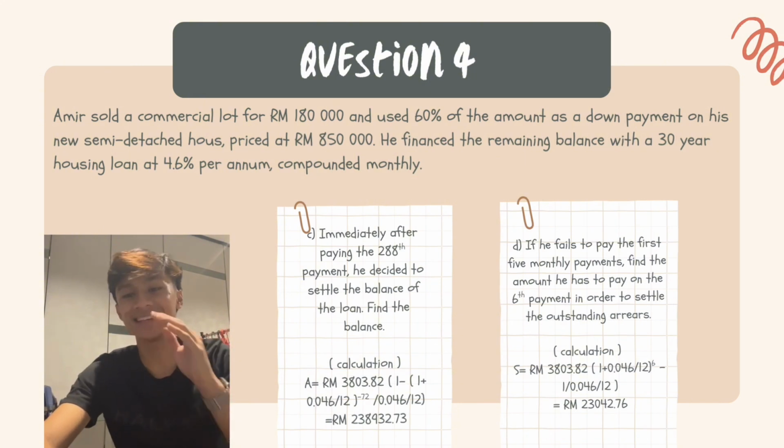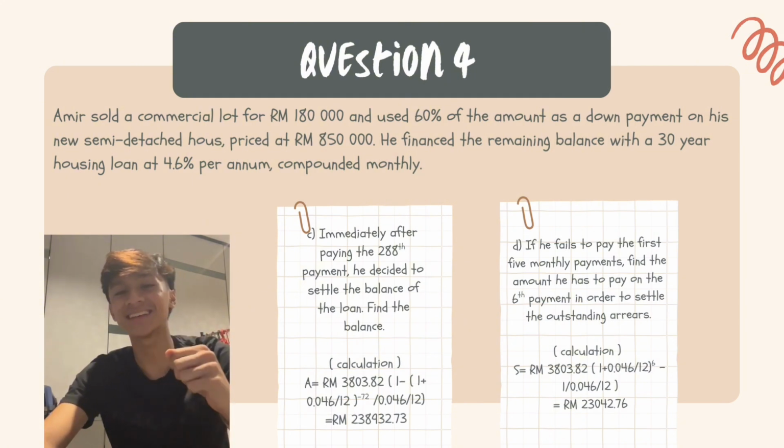For question D, Amir missed the first 5 installments. Each missed payment grows with monthly interest until the 6th month. When all 5 late payments are compounded and added to the 6th payment, the total amount he must pay in 6 months is around 20,300 ringgit.